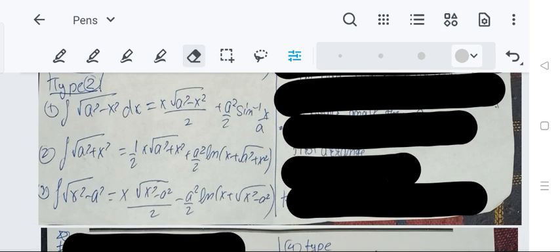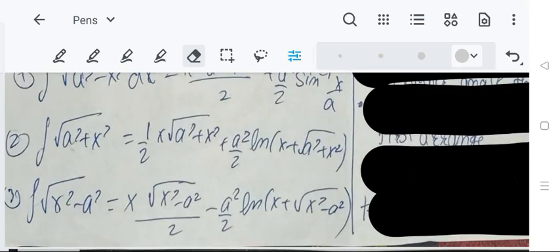I am sorry, just a minute. Coming back to our integration of root of x square minus a square, it is equal to x times root of x square minus a square by 2 minus a square by 2 ln of x plus root of x square minus a square. All the plus signs are replaced by minus signs, simply, except here this.